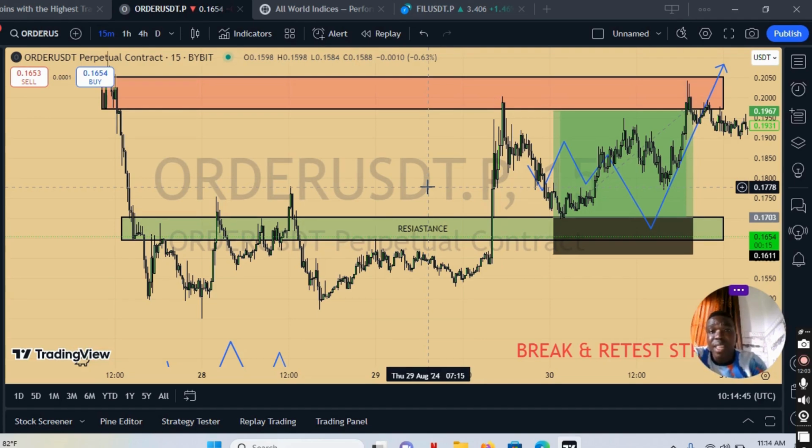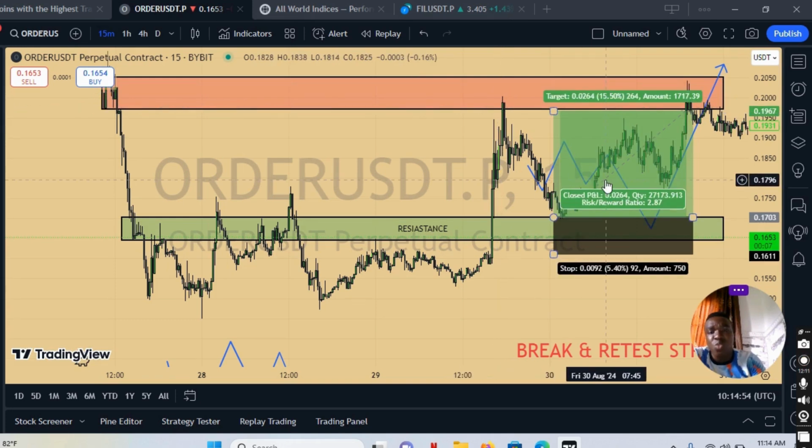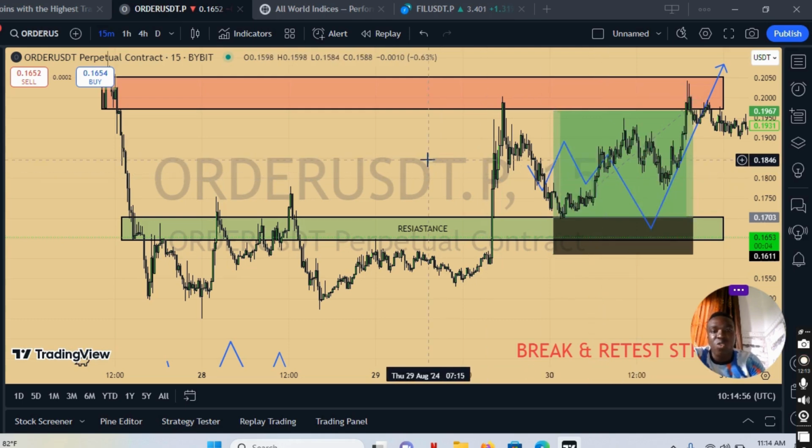Entry and exit. Our exit point should be at the next high price created. Like I said before, at the next high price created, giving us almost a 1:3 risk reward ratio. And that is how this is, very simple and very neat.